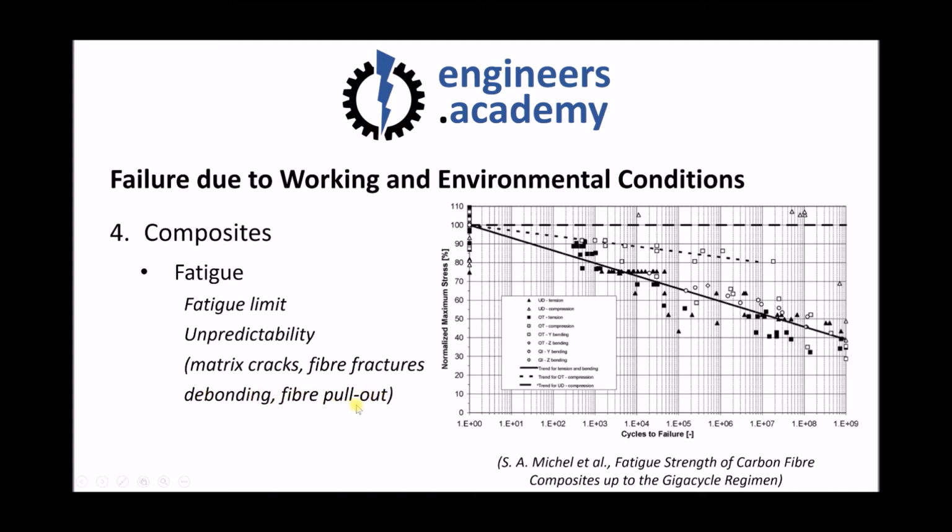So what this means is that for certain applications, composites are not suitable, particularly in areas such as aerospace. So although they're very strong and very light, their unpredictability means that they can't be used in industries such as aerospace, where safety is of paramount importance and safety factors that are used are generally relatively small.